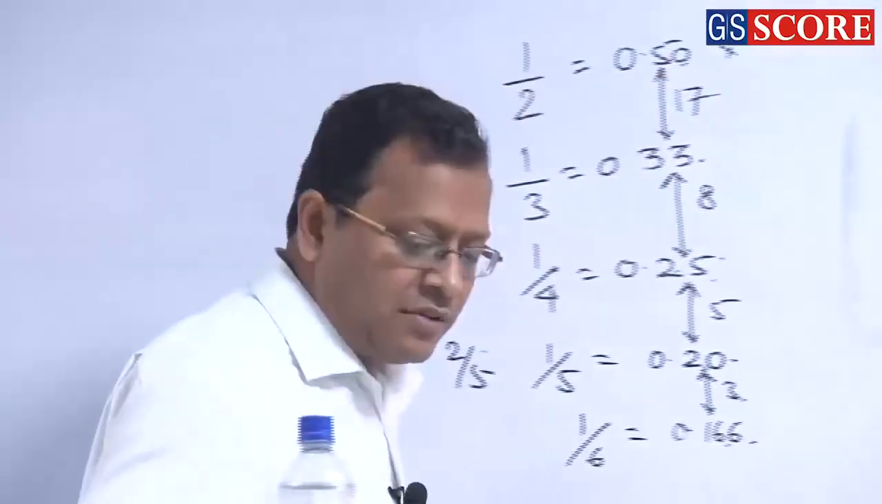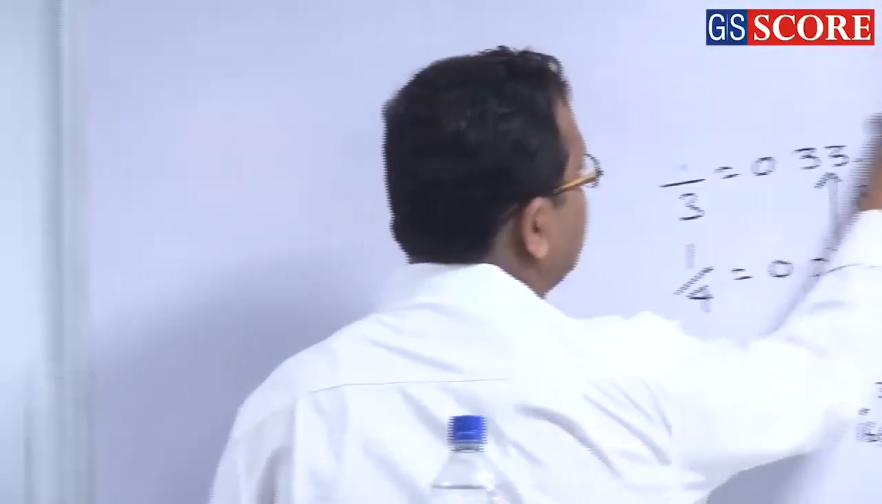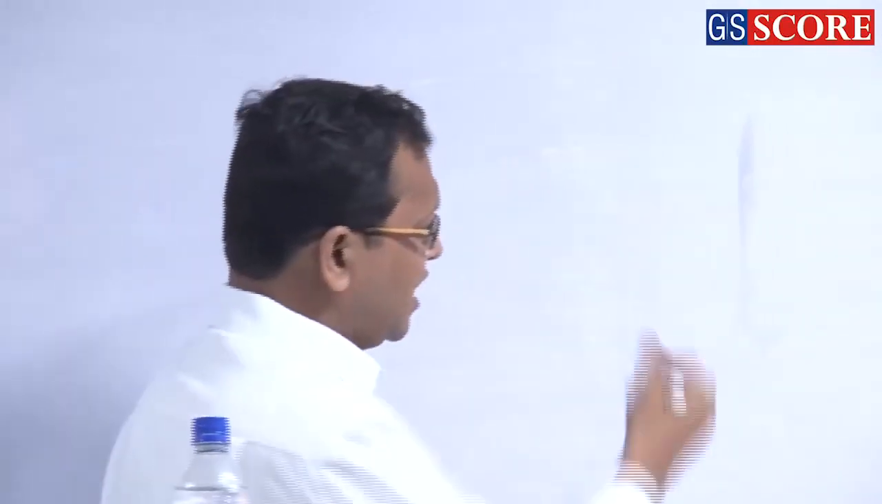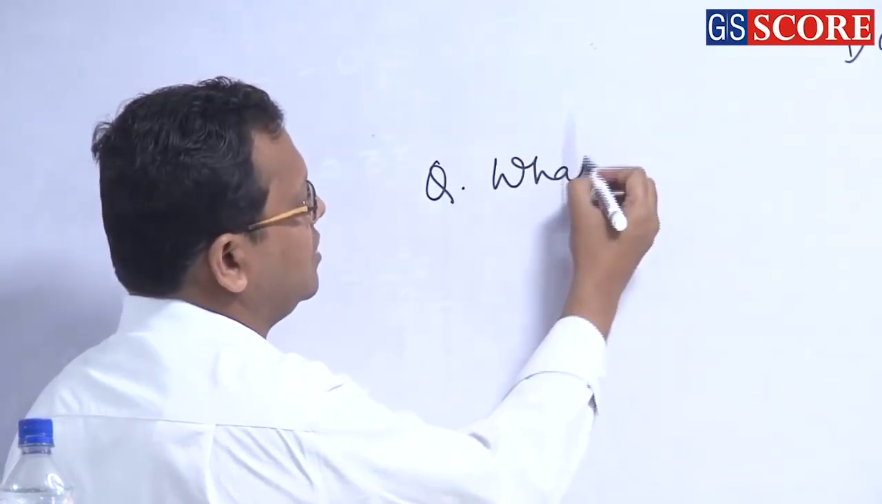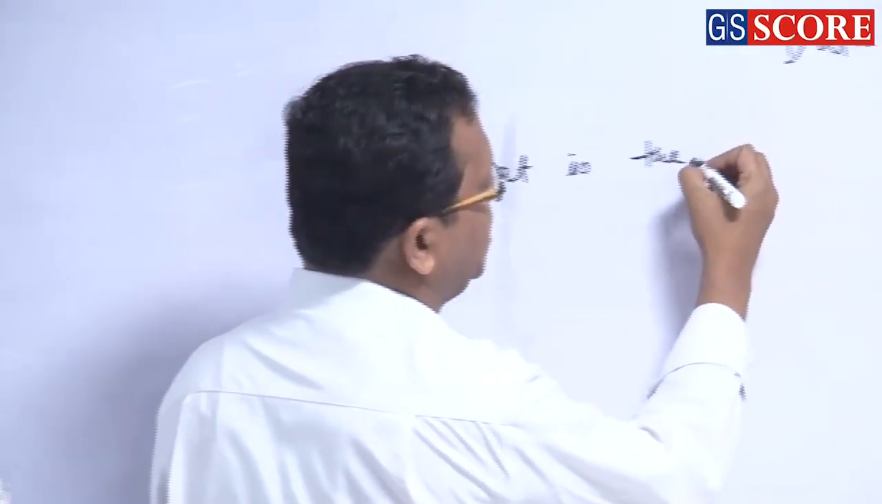So the questions that are given in data sufficiency are of such and such type. Say a question is given, for example: what is the speed of the train?